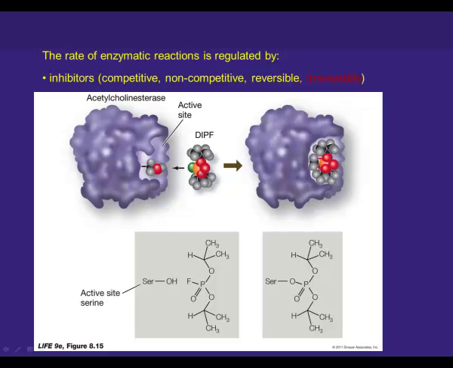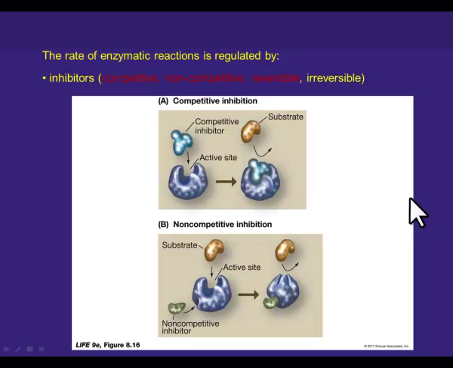Unfortunately, this has been capitalized on in chemical weapons, and DIPF is actually a component of a very potent nerve gas. On a more positive note, irreversible inhibition is the way that penicillin works to inactivate a bacterial enzyme. So we're going to look at some examples now of competitive and non-competitive enzymatic inhibition.